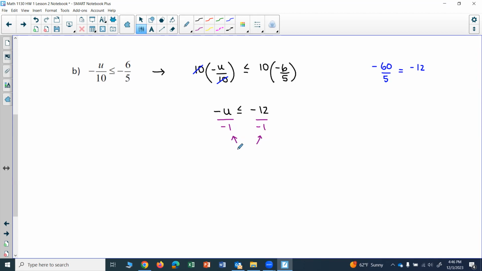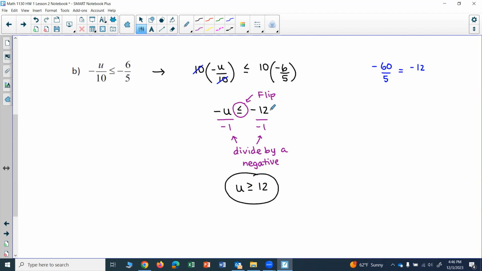Whenever I divide by a negative, it flips the direction of the inequality. So dividing by a negative tells me that this symbol has to flip. And so my final result becomes u is greater than or equal to 12, because negative 12 over negative 1 is positive 12.